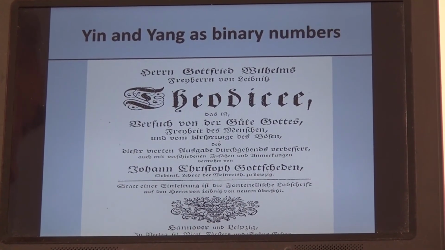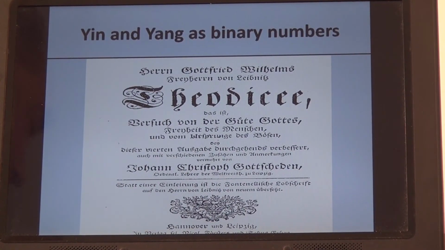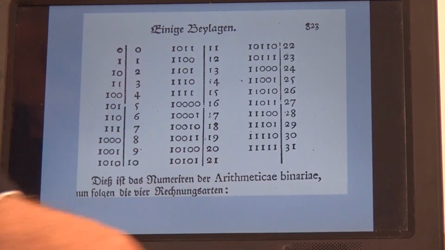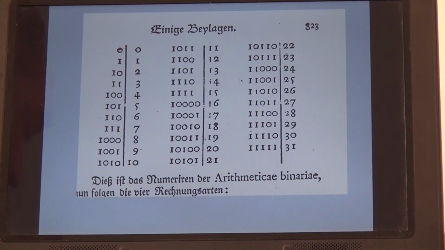Well, Leibniz actually was not only a mathematician, he was also a philosopher. His most famous work is called Theodicee, and you see the front page of this book. What he discovered is that you can form numbers by 1 and 0, and it is obvious that he may have taken this idea from this very I Ching.